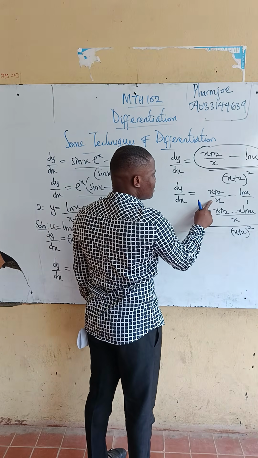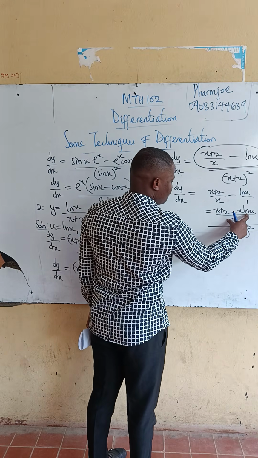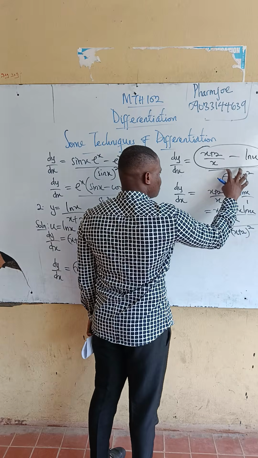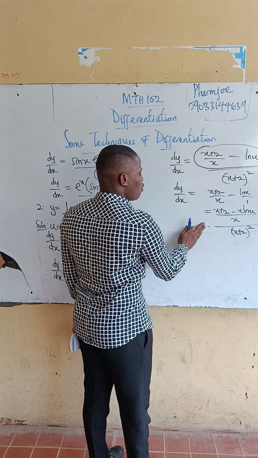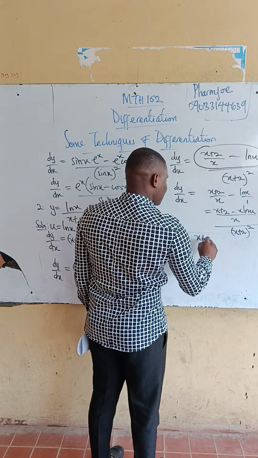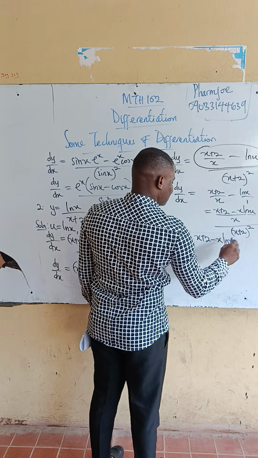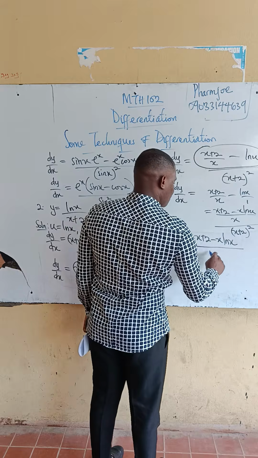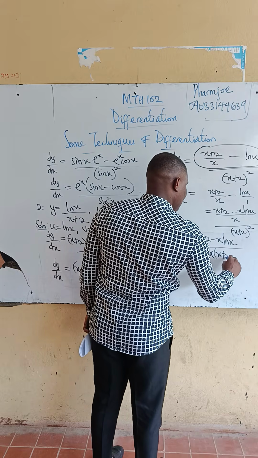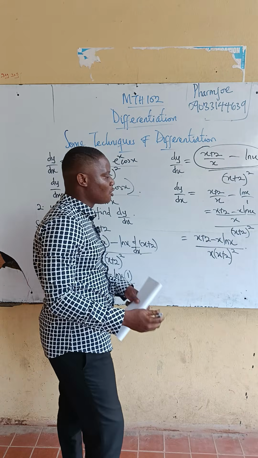Can you see it here? It's still the same thing here. I found the LCM, it gave me this. Then I now brought in my denominator, which is this. So the whole work now should be x plus 2 minus x ln x. Can you see that? Over the x can now come down, x plus 2 squared. Are you still confused?